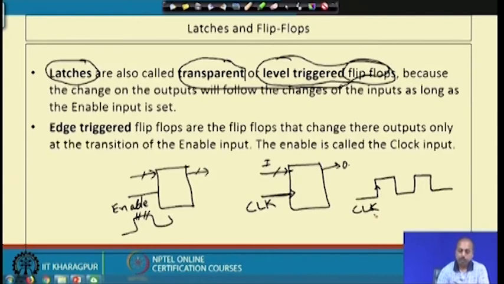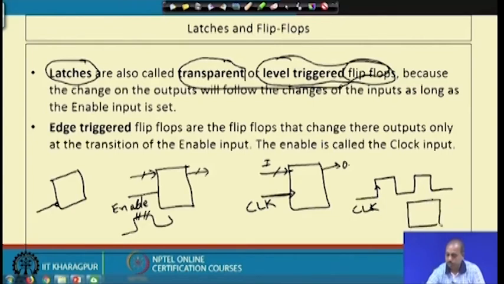We also have symbols for low level triggered and falling edge triggering. Low level triggered is represented by a diagram like this: on the enable line, we put a bubble at the end. Similarly, for a falling edge triggered flip flop, the clock signal is shown like this. So that is a falling edge triggered flip flop, whereas this one is a rising edge triggered flip flop. This type of notation is used to distinguish between the different types of flip flops we have.